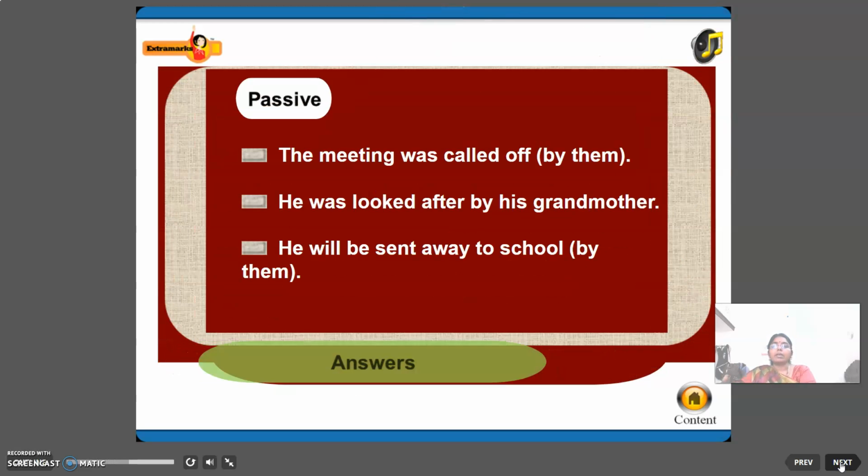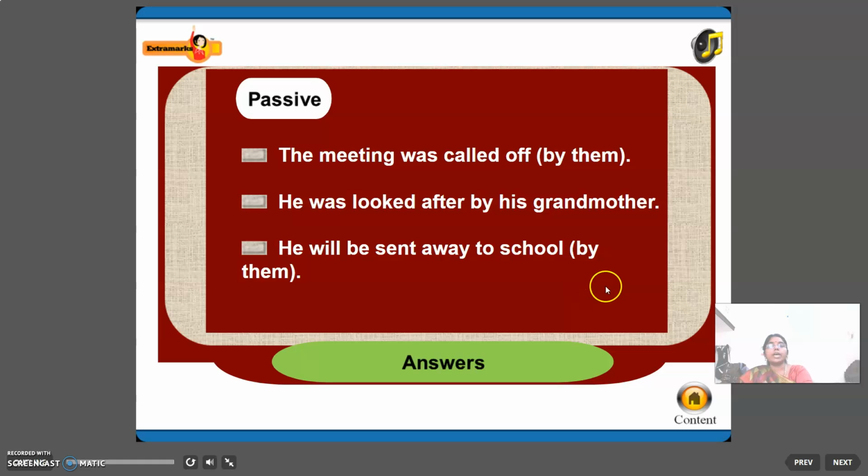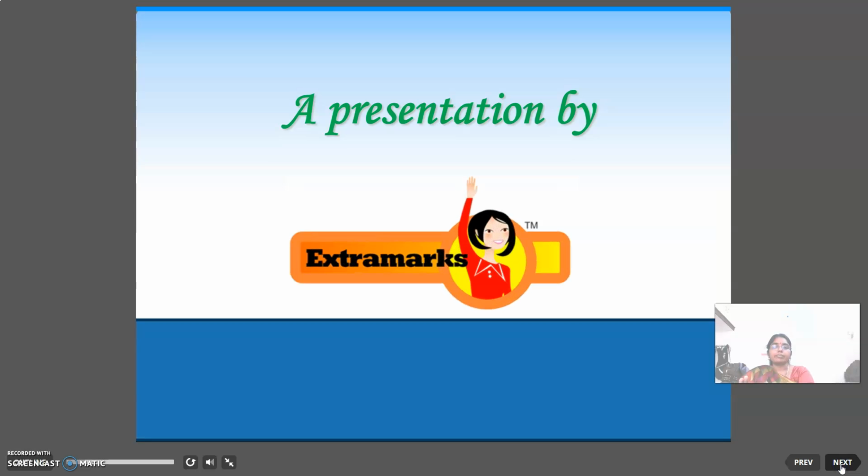Okay. Next is passive voice to active voice. Are you writing along with me? Yes. The meeting was called off by them. That is understood. Okay. He was looked after by his grandmother. You are going to check the answer here. Right? He will be sent away to school by them. So all these are answers. Right? So who got 3 out of 3? Let me check it out.